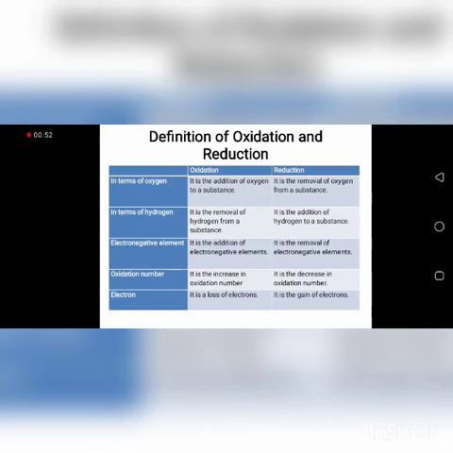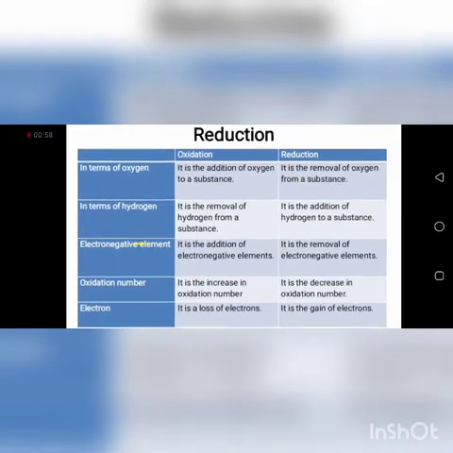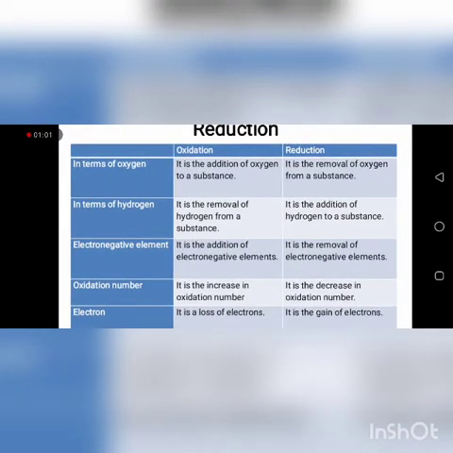So let us now look at the definition of oxidation and reduction. Oxidation and reduction have been defined in many different ways, and we are going to look at them now. In terms of oxygen, oxidation is the addition of oxygen to a substance. When oxygen is added to a substance, that particular substance is undergoing oxidation, while reduction is the removal of oxygen from a substance. If oxygen is being removed from a substance, that particular substance is undergoing reduction.